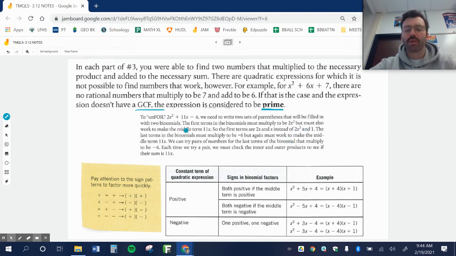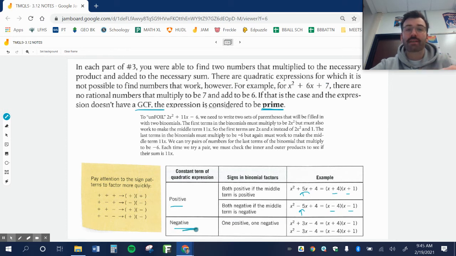We want to unfoil. Then it talks about unfoiling and foiling this expression. To unfoil, we can use the guess and check method, which we're going to do in a second here. But it gives you these shortcuts. If the constant term of a quadratic expression is positive, the constant term is this last number here. It's a constant. It doesn't have any x attached to it. It does not have a variable attached to it. If both signs are positive, both factors are positive if the middle term is positive. Both are negative if this term is negative.